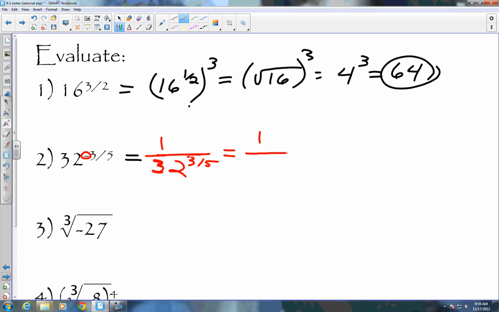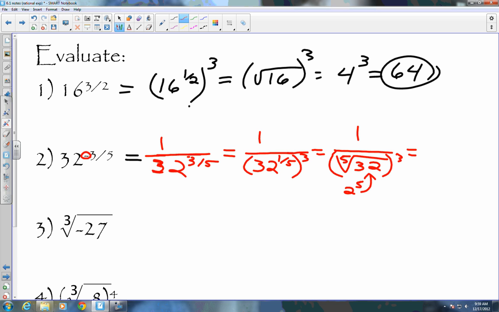Then I'm going to break it into two parts like I did here. So this is 1 over 32 to the 1/5 raised to the third. Put the top part on the outside, the fractional part on the inside. So this is the same as 1 over the 5th root of 32 to the third power. Well, what number times itself 5 times makes 32? 2. It is 2, because 2 to the 5th equals 32.